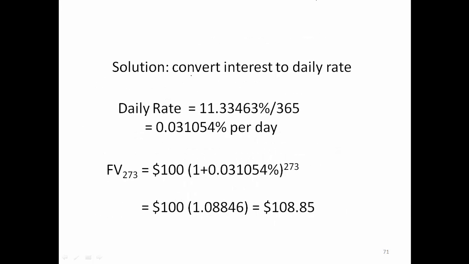What we can do is we convert the interest to a daily rate. So the stated annual interest rate divided by 365, every day, the daily interest rate is this much. Then we'll just use 1 plus the daily interest rate compounded for 273 days, and this is the future value after 273 days, which is the future value by October 1st.